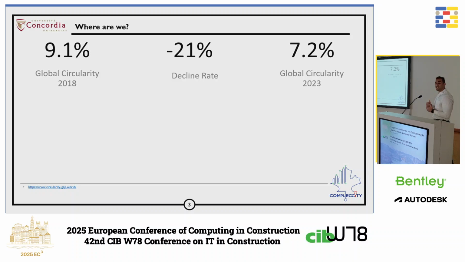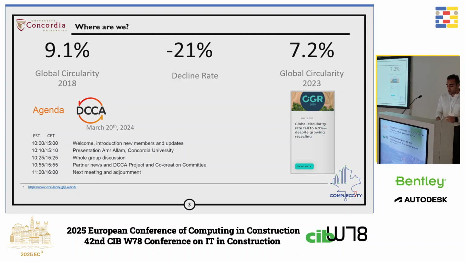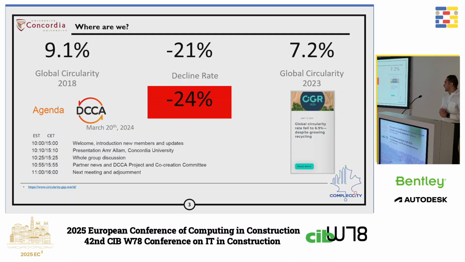So let's look at some statistics. By the end of 2018, we were 9.1% circular. By the end of 2023, we were 7.2%. That's a reduction of 21%. I pulled this slide from my presentation at the Dutch-Canadian Alliance. This was last year. I was checking the numbers before I came to the presentation, and I noticed that by the end of 2024, we are now 6.9% circular, so we are doing worse year by year. That means we are at negative 24%.